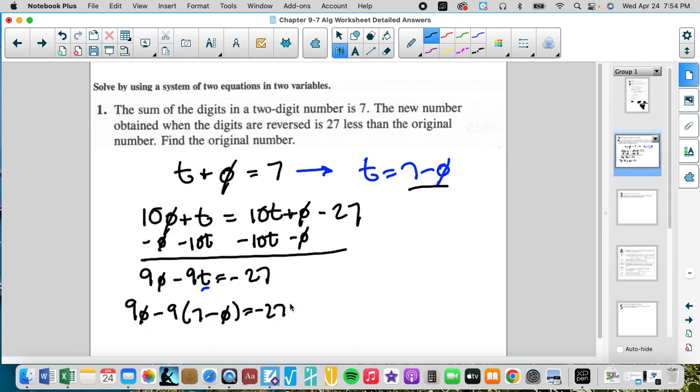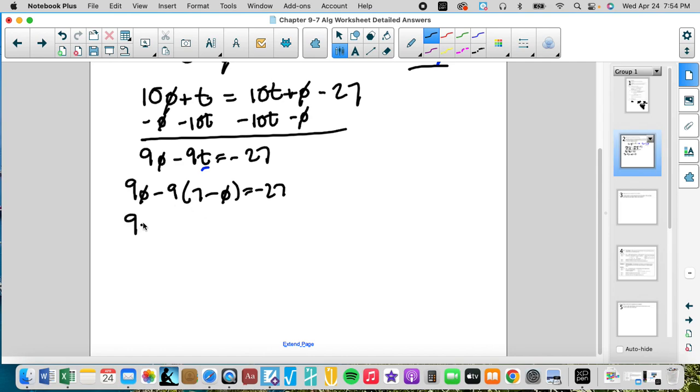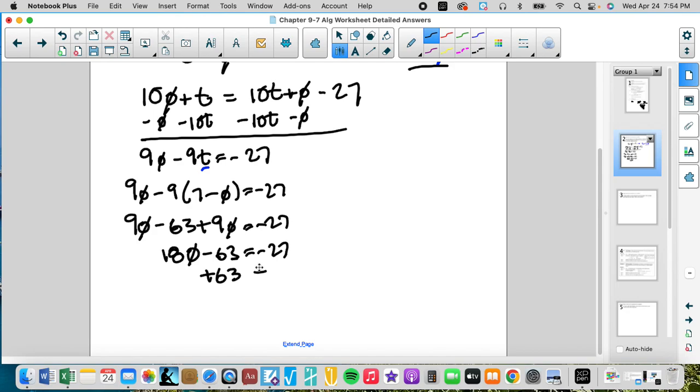equals negative 27. This is fun. Hopefully you see this is fun. 9o minus 63 plus 9o equals negative 27. That gives us 18o minus 63 equals negative 27. Let's add 63 to both sides.